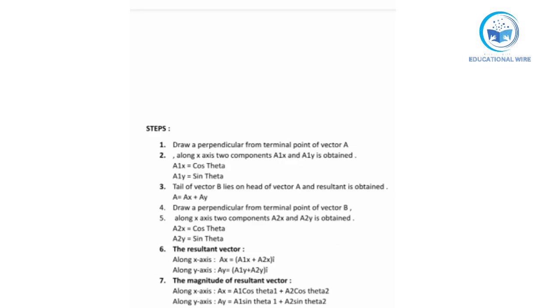Okay, so the steps say to draw a perpendicular from the terminal point of vector A. First of all, we have made the two vectors over there, so we will again make the same vectors over here: x-axis, y-axis, and this is the origin point. Okay, now what we'll do, as we are having one angle, just wait.